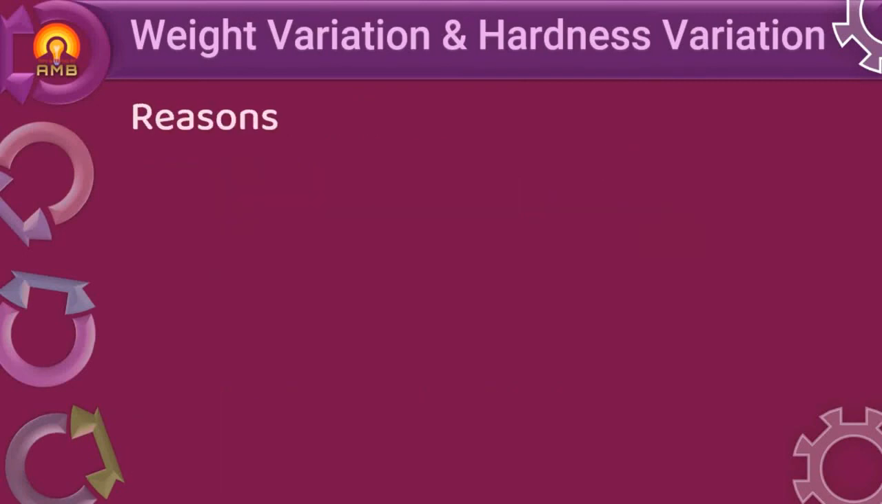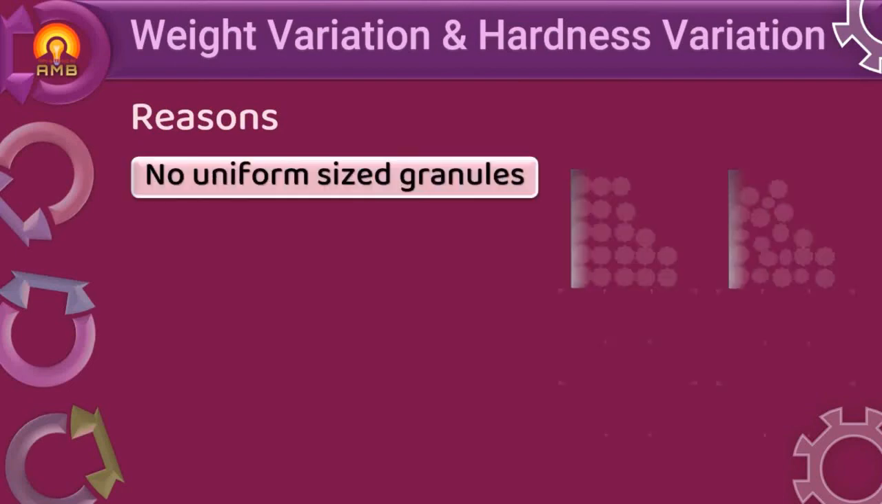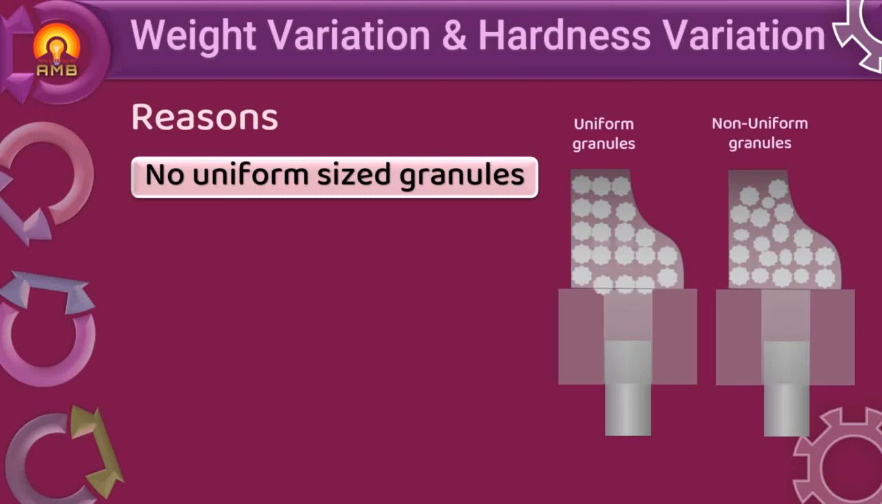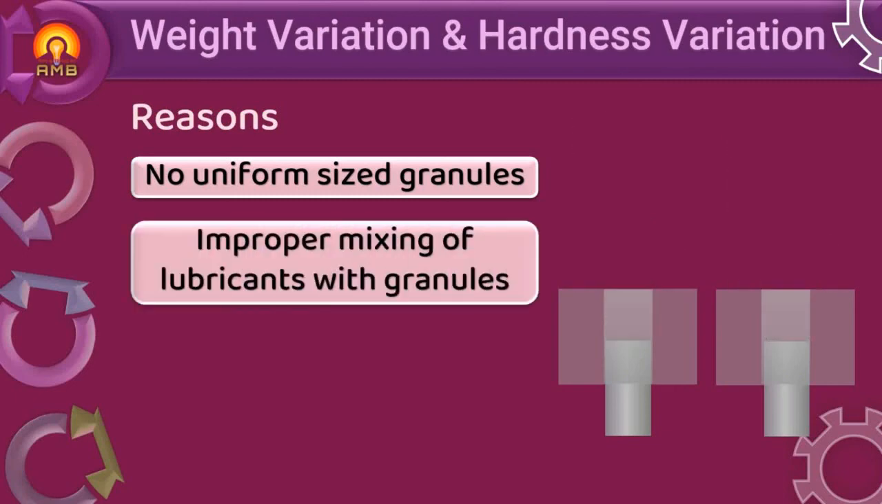Let's discuss what are the reasons behind variation in weight and hardness of the tablet. If granules are not uniform in size, the number of granules filled in the die may vary, producing weight variation and hardness variation. Presence of an excess amount of powder or fines also leads to weight variation and hardness variation. If lubricants are not mixed with granules properly, granules will not flow uniformly from the hopper to the die. If flow is not uniform, weight variation and hardness variation take place in the tablet.